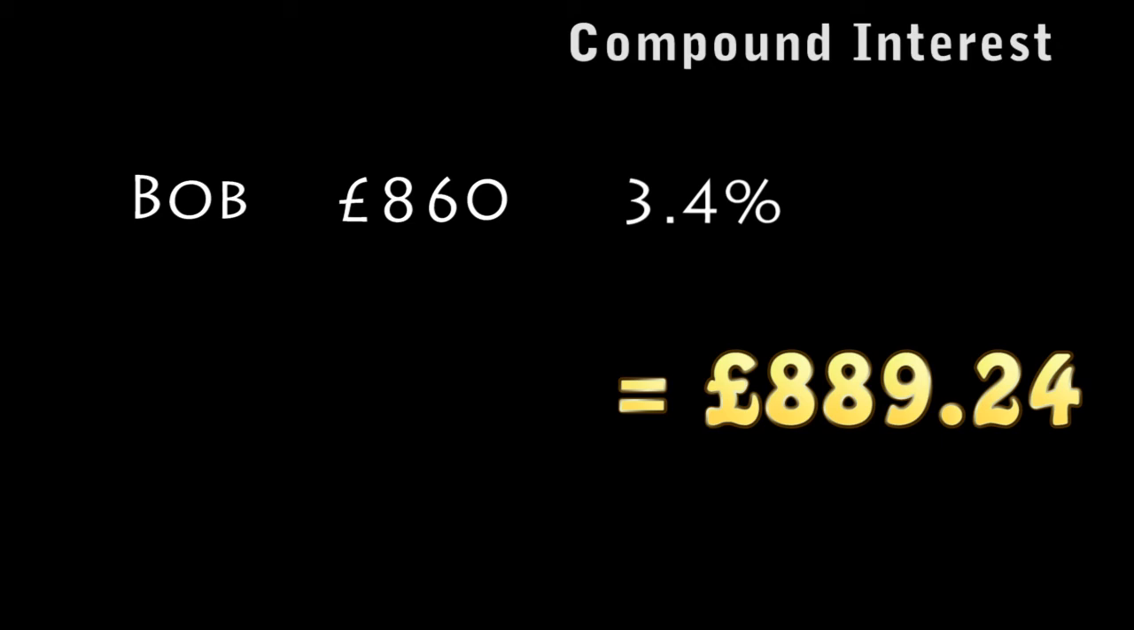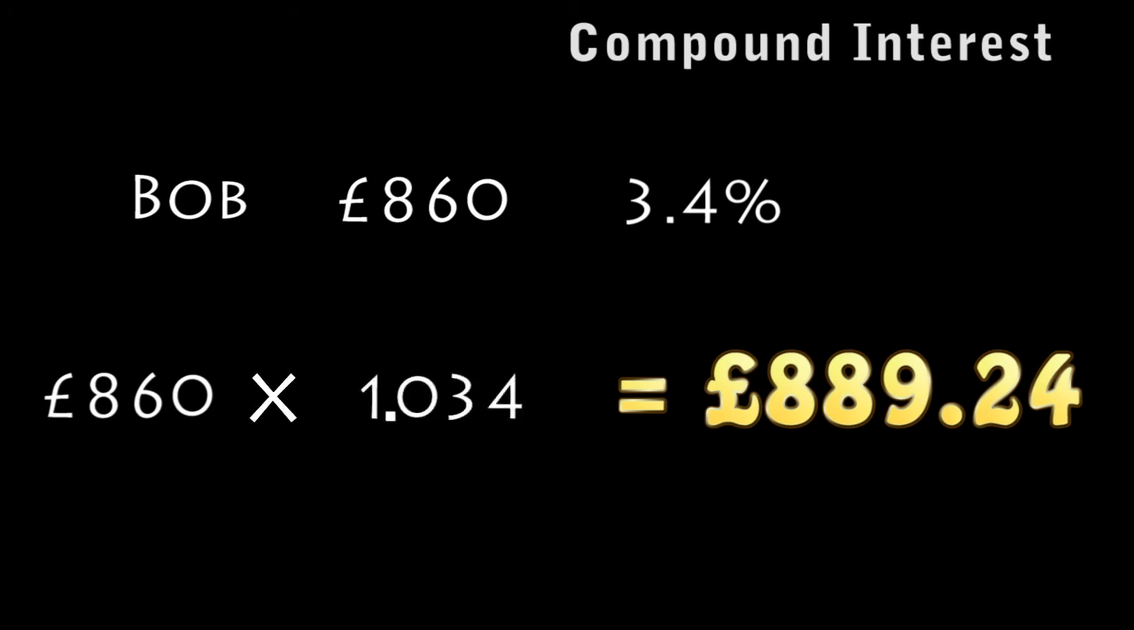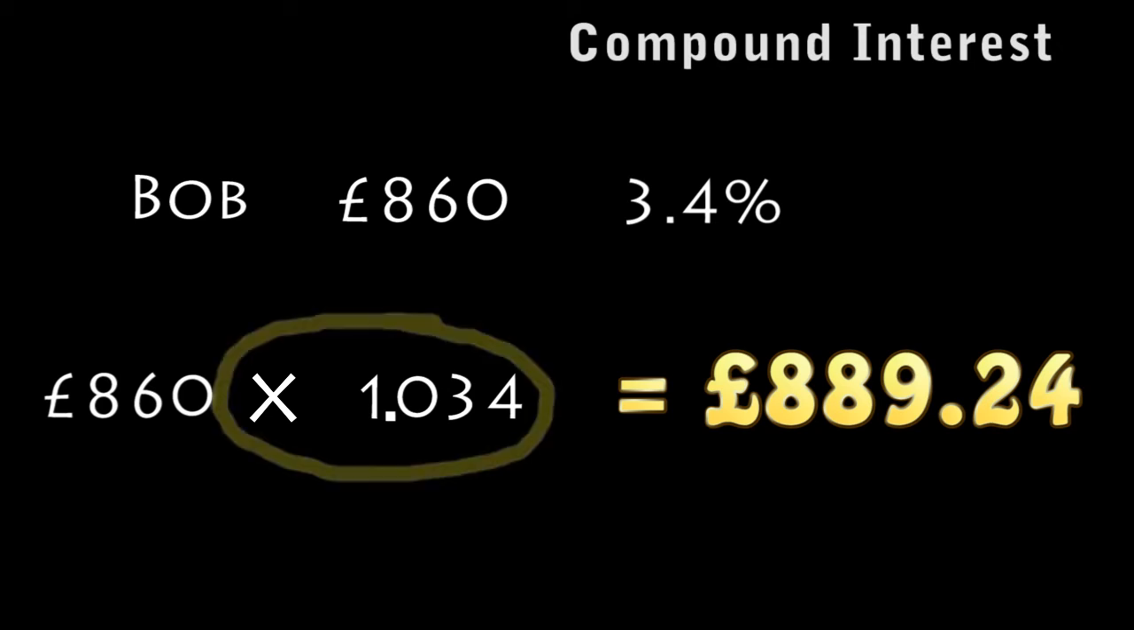We did that by taking the amount, £860, and multiplying it by 1.034. Now, if we wanted to work out how much he would have in his account after more than 1 year, all we have to do is carry on multiplying by the same amount, 1.034.